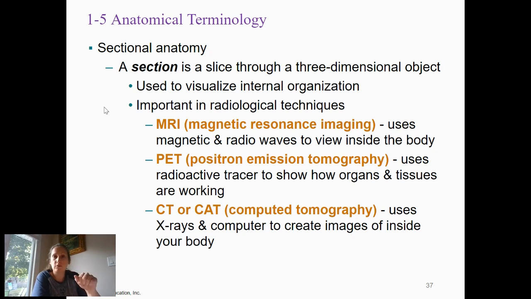You have an MRI, which involves radio and magnetic waves to view inside the body. You have a PET scan, which uses radioactive tracers to follow along functioning aspects of the body. And then you have a CT or a CAT scan, and that uses X-rays and computers to generate images inside of the body.